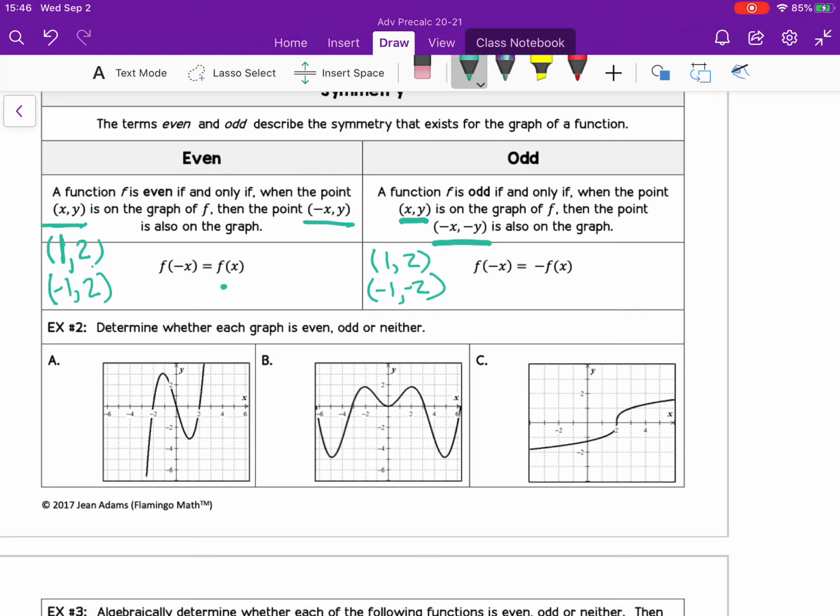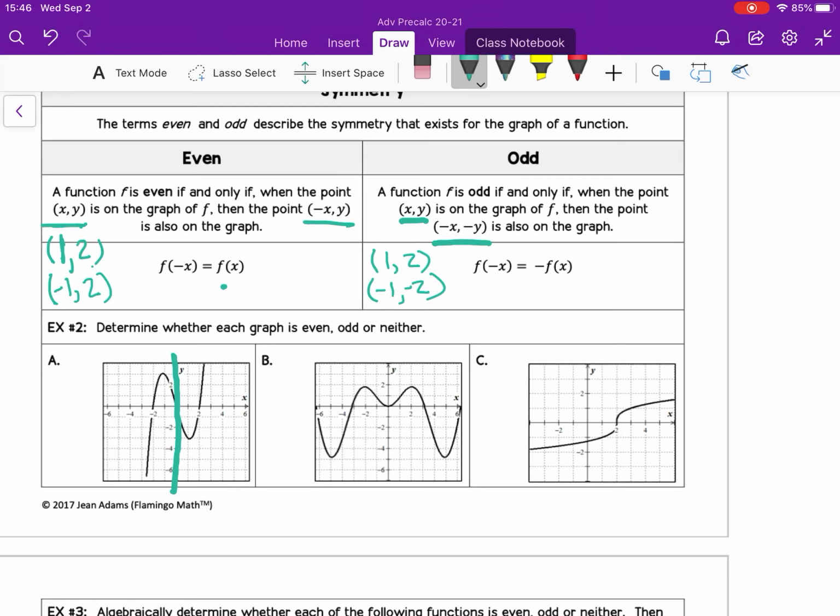Looking at graphs, it's really easy to tell whether it is even or not, because if I look at the right half versus the left half, they should be symmetrical to each other to be even. This one is clearly not, so that means that it's not even. So now we're going to check if it's odd.